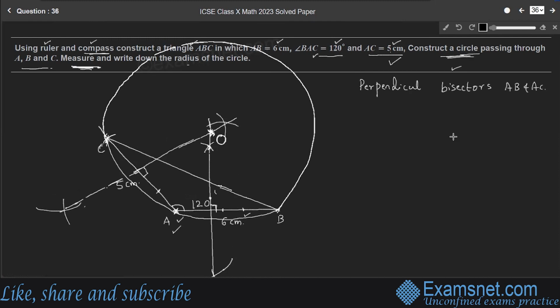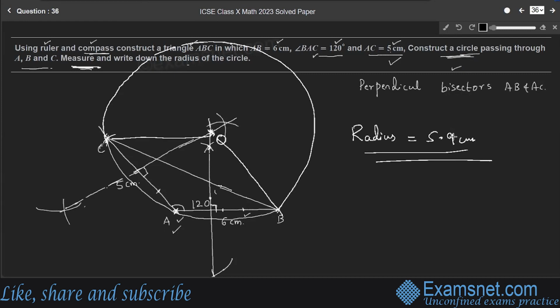So finally, we need to measure and write down the radius of the circle. Now measure the radius. You will get radius equal to 5.9 centimeter. You can verify the answer. Radius will be equal to 5.9 centimeter. You can measure OC, OA or OB. So 5.9 centimeter.